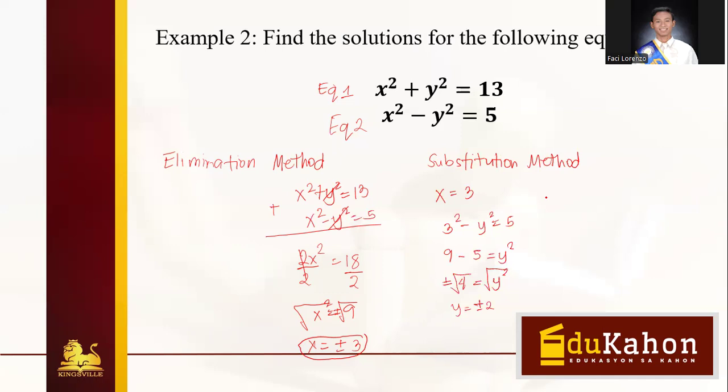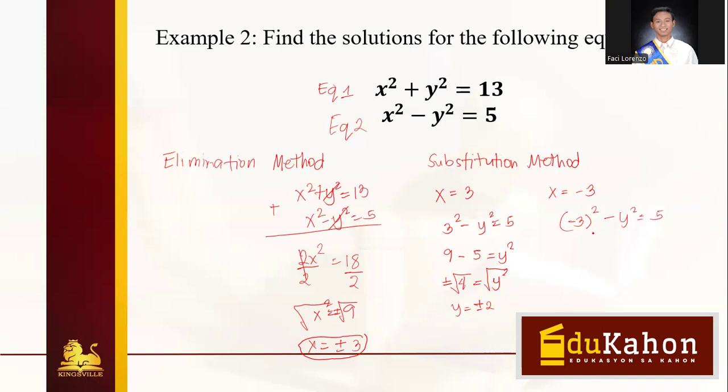Okay, how about for this one? If x is equal to negative 3, let's try. x is equal to negative 3. So negative 3 multiplied by itself twice. So we have negative 3 squared minus y squared is equal to 5.